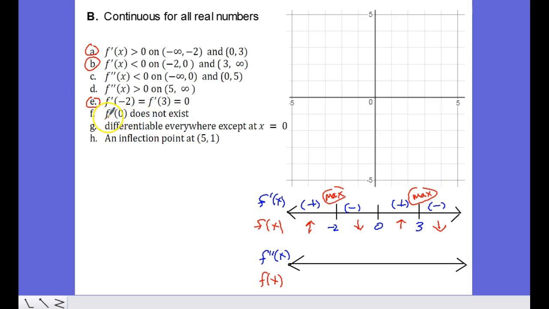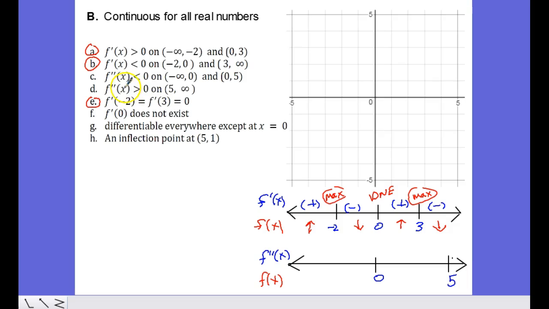Now they also tell me that f prime of 0 does not exist. So in other words, the function is not differentiable at that point. So that's something we're going to have to satisfy. There's some things that we can do to make that happen. Let's take a look at our second derivative. F double prime of x is less than 0, or negative, from negative infinity to 0 and again from 0 to 5. So let's put our critical values on our number line.